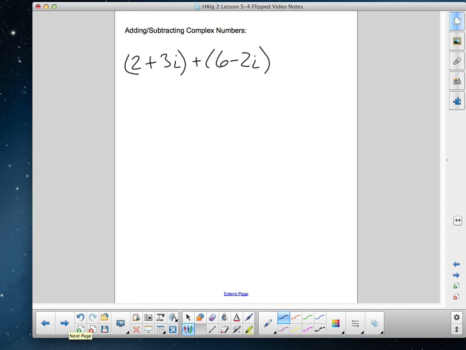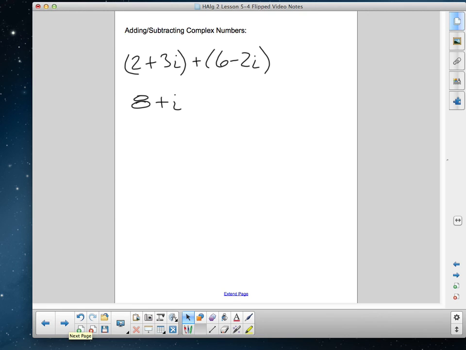We're going to add our 2 and our 6 to get 8. We're going to add our 3i and our -2i to get 1i. Very simple. Okay, just the same way we deal with x's and y's and numbers. Okay, combining like terms. So just some introduction into imaginary numbers.